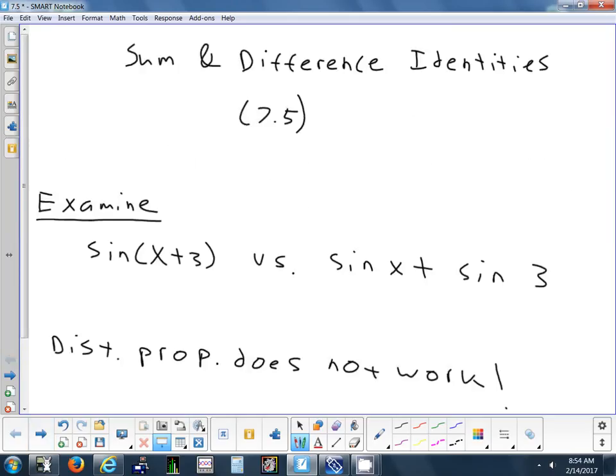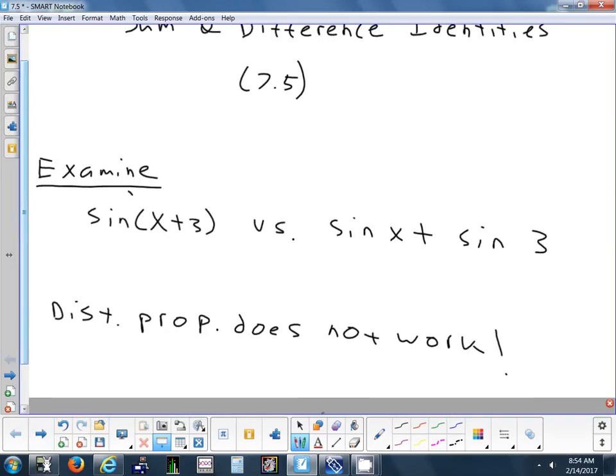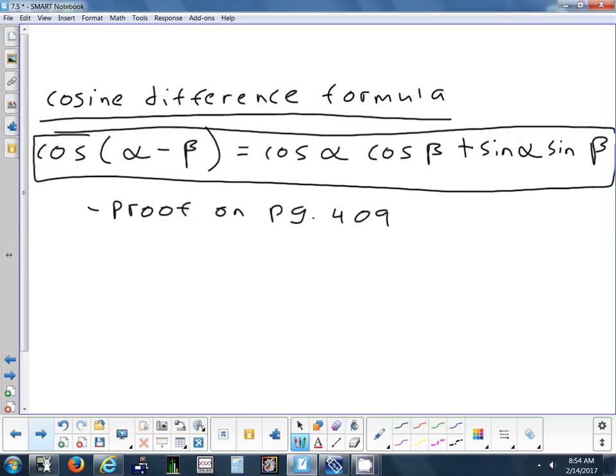All right, but there is a formula you can use to figure out what that is. There are 4 formulas we're going to look at. We're going to look at sine of a sum, that's this one. We'll look at sine of a difference. And then we'll look at cosine of the same thing, cosine of a sum and cosine of a difference. All 4 formulas are kind of similar. That's why I suggest writing them down.